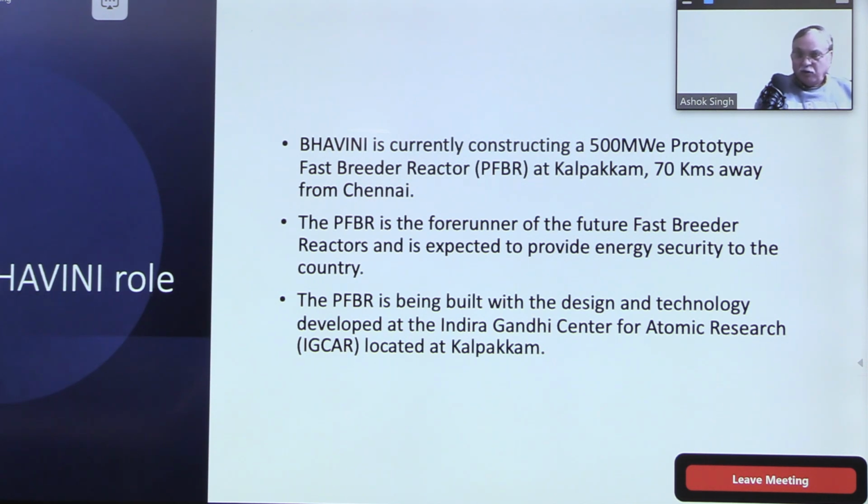In future, they won't be called PFBR. PFBR is the name given to the first reactor of this type. Once we get good experience of PFBR, then we'll build other reactors, just calling them fast breeder reactors. These will help to promote India's energy security.